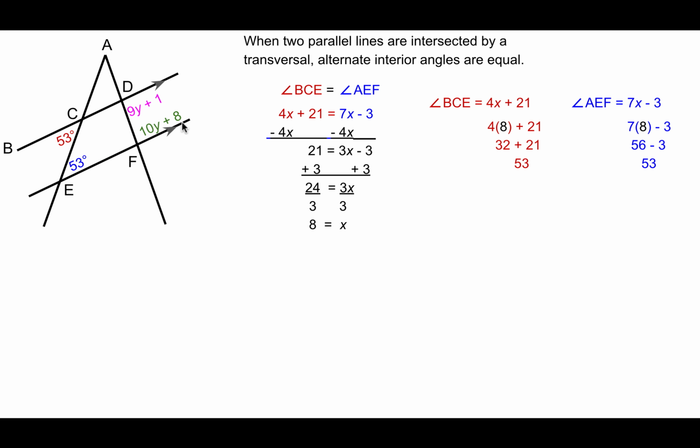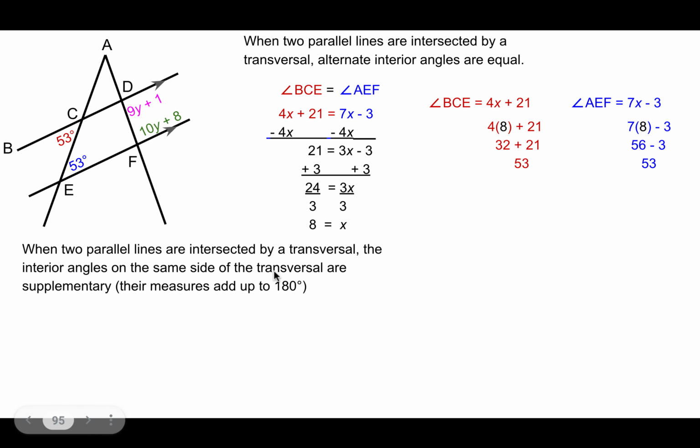Now let's look at our other two angles. We have the pink angle and the green angle. Again, I notice that I have a set of parallel lines and I also have a transversal here. What I know about that is that interior angles on the same side of the transversal are supplementary. In other words, if I add them together, they equal 180 degrees. So let's put the pink angle and the green angle together.